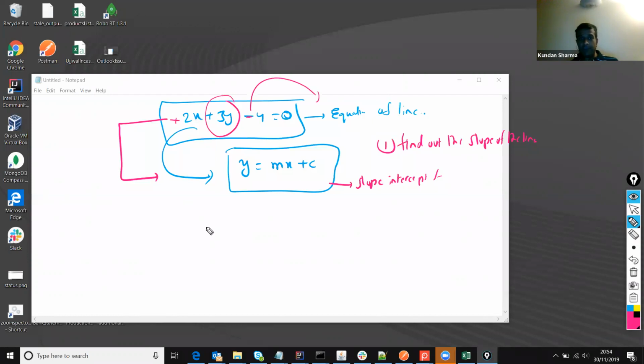Yes. So this equation will become 3y is equal to, this -4 will go on the right-hand side. This will become 4 minus 2x, right? Or maybe I can rearrange it. I can say 3y is equal to -2x plus 4.